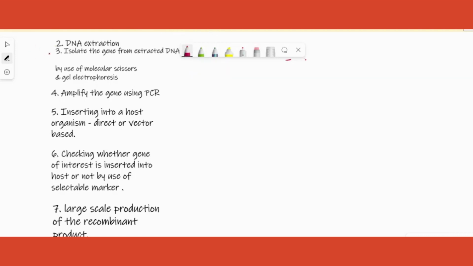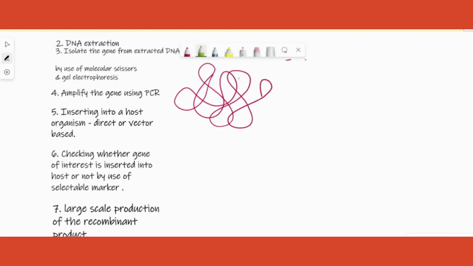Okay. Now, I have got my DNA extracted in the purified form. I know that my gene of interest is present in that DNA. I need to cut out only that part. I don't want the entire DNA. I just need that part. How to get it out? I can't pick it out, obviously. So I need to use some scissors called molecular scissors.